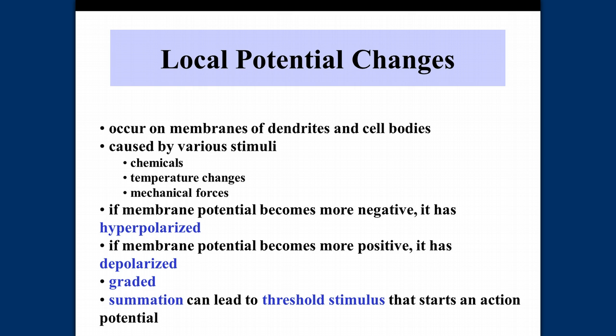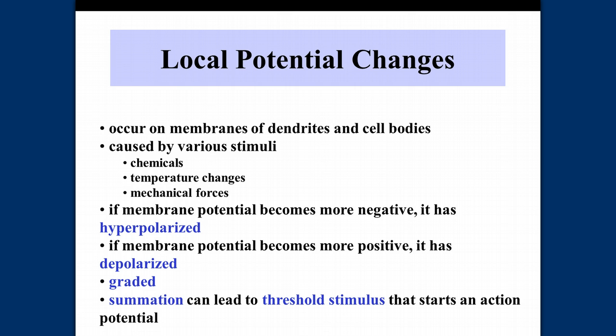So a hyperpolarized membrane keeps that nerve impulse from happening. That's the significance of a hyperpolarized membrane. You may have an inhibitory neurotransmitter, and that inhibitory neurotransmitter causes a little more hyperpolarization of the membrane than is usual, and that takes it further away from action potential, so it keeps that nerve impulse from happening.